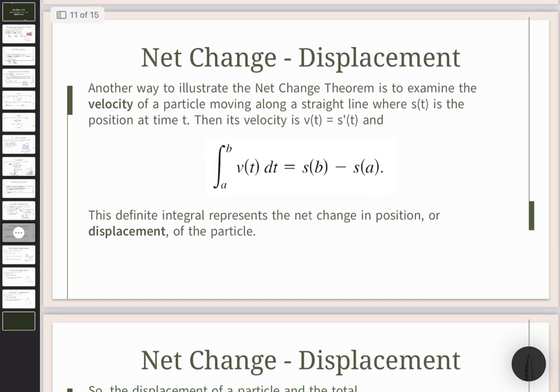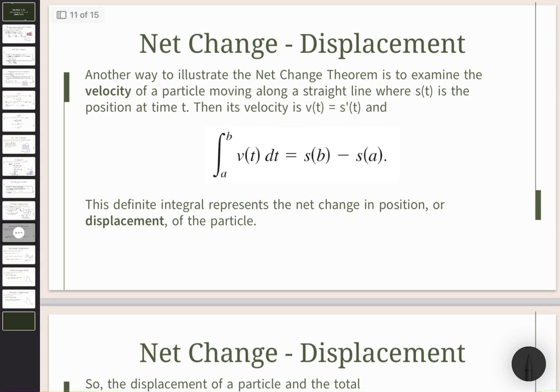Another way that we can apply integration is thinking in terms of displacement. So this is another way that we're using our net change theorem. I can examine velocity of a particle moving on a straight line. S of t is our position function. Remember, we have dealt with S of t a couple of times now. The velocity is just the derivative of S of t. So this is just an alternate version of your net change theorem.